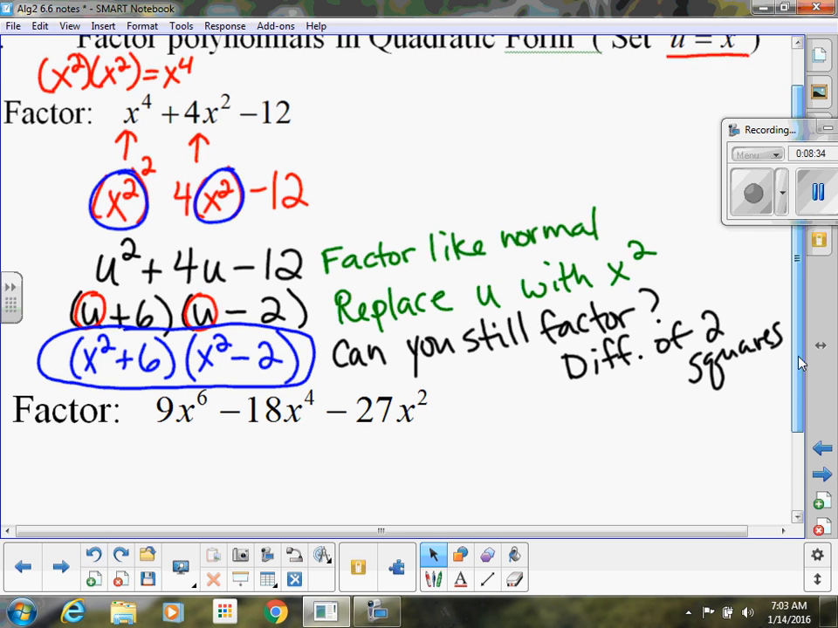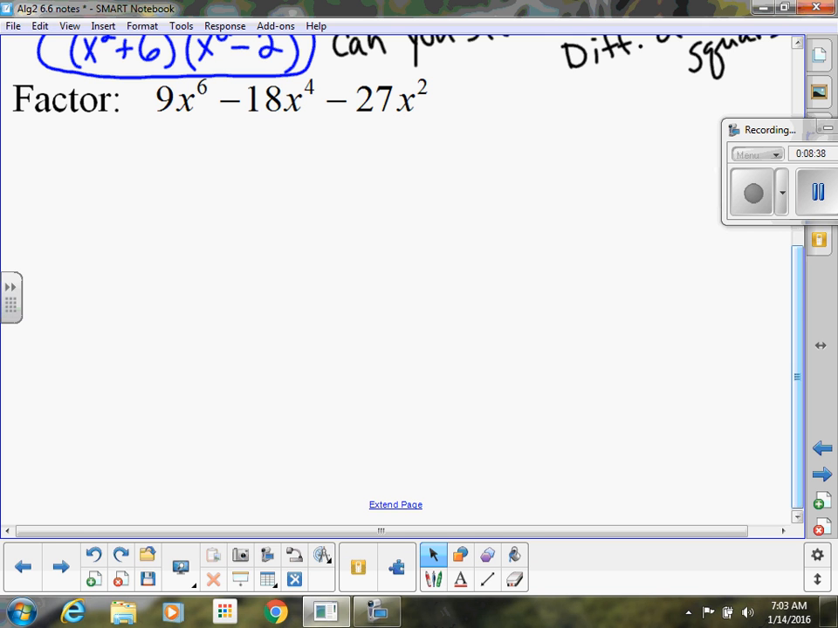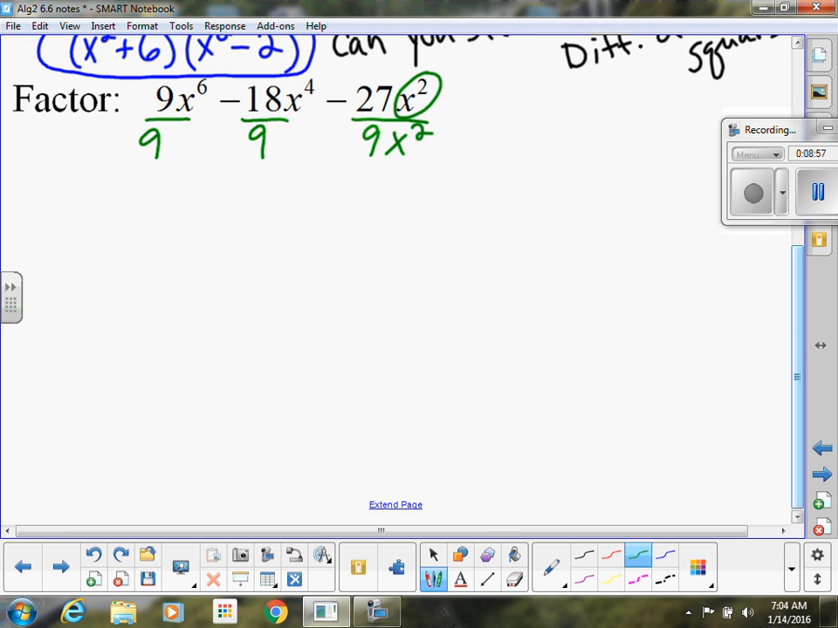So let's do that again. Let's see how that works with this one here. So what's the first thing we should always do? We're always going to try a GCF. So what can I divide each of these by? Well, I can divide that by 9. Everything can be divisible by 9. And then the highest power of x, you see how this one has an x squared. So I can divide all of these by x squared.